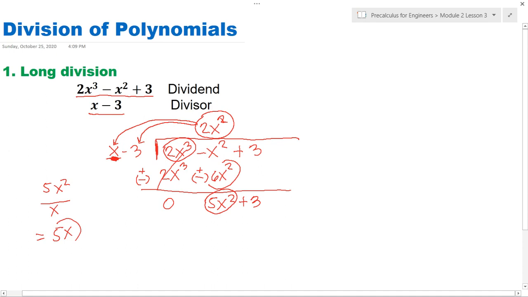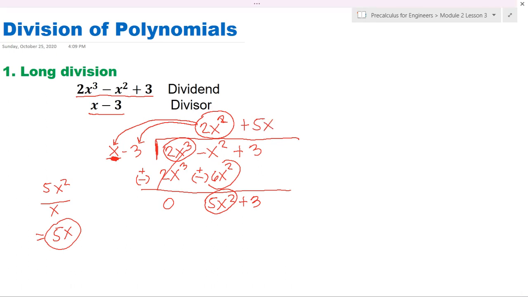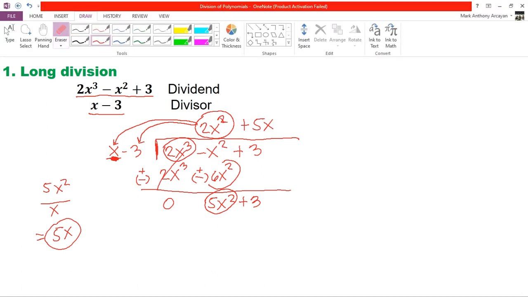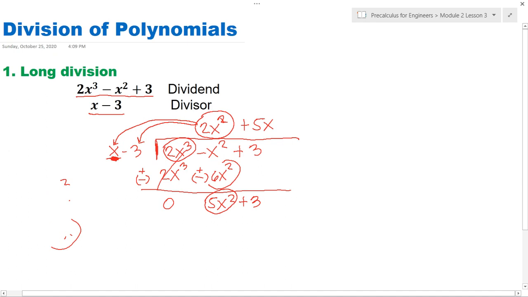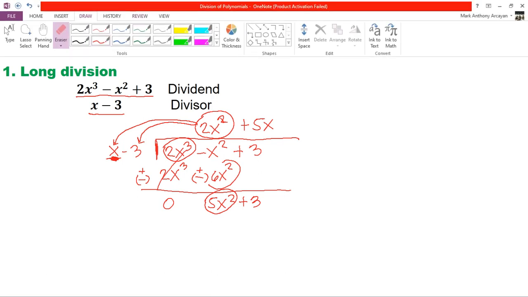So, ito pala yung ilalagay natin dito sa itaas. Ito yung factor na hinahanap natin. So, just put plus 5x. So, ganun lang para maintindihan nyo talaga. Okay. Do you have a question? Okay. Go ahead.